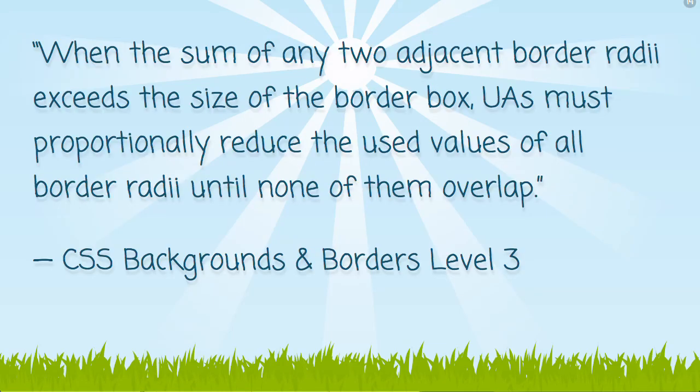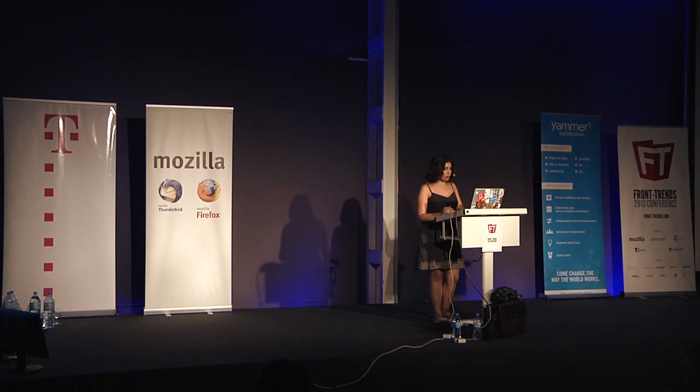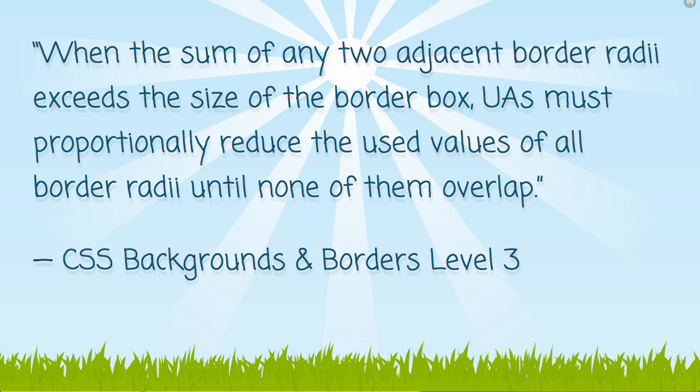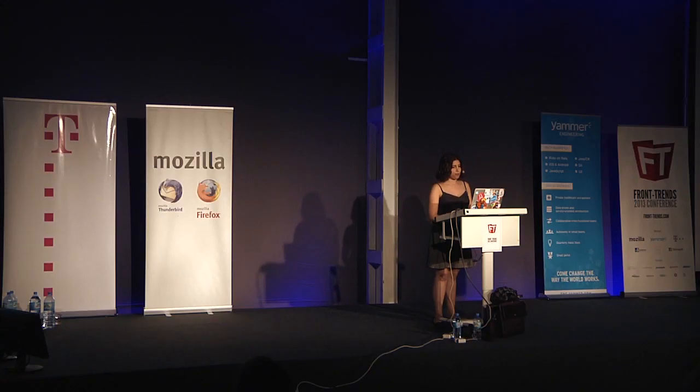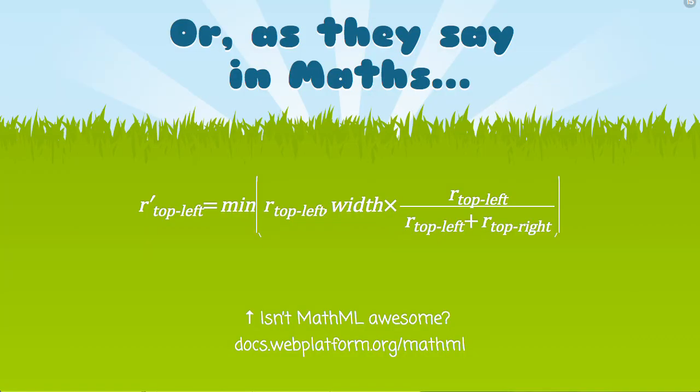Here's a quote from the spec about why that happens. It's worded in a bit more formal language than what I just said. When the sum of any two adjacent border radii exceeds the size of the border box, UAs must proportionally reduce the used values of all border radii until none of them overlap. If that doesn't make any sense to you, just remember what I just said. If it doesn't fit, it gets scaled down, and all of the radiuses get scaled down equally, so that the ratio remains the same. If you find maths easier to understand, then that's how it looks.